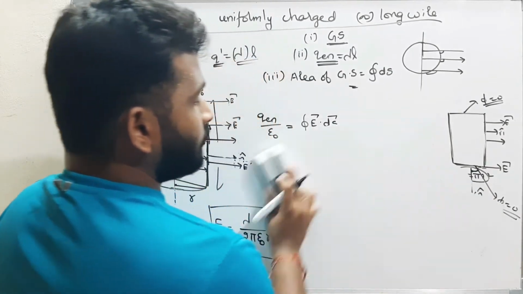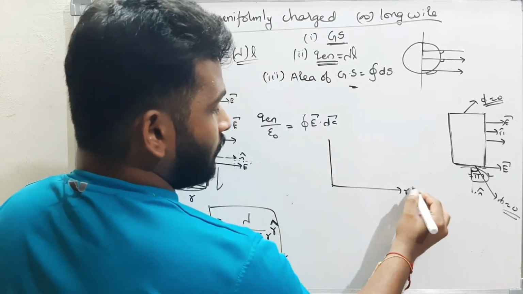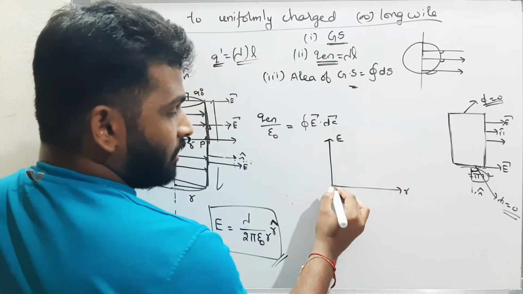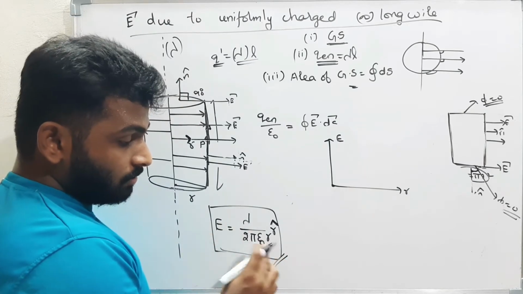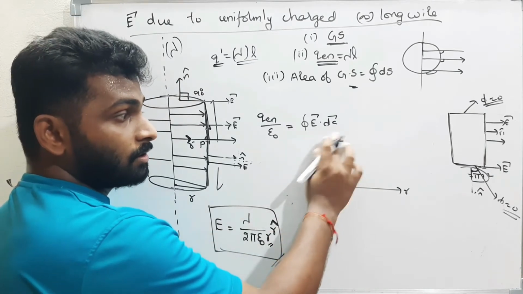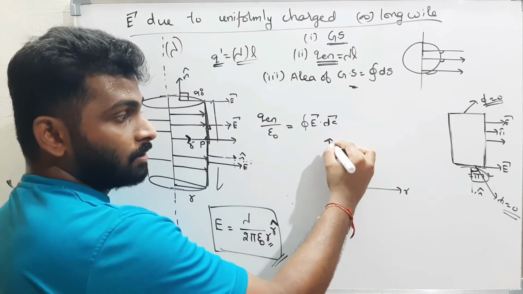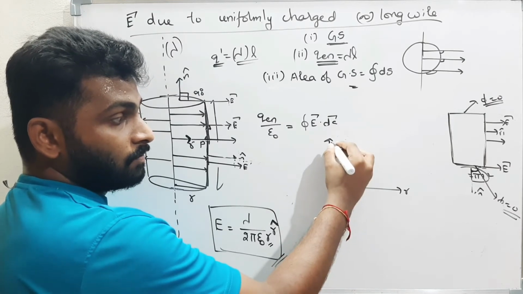What's the graph? The electric field versus R. At R is equal to 0, what is the electric field? At R is equal to 0, the electric field is infinity. That means somewhere very high. Here, at R is equal to 0, the electric field is infinity.